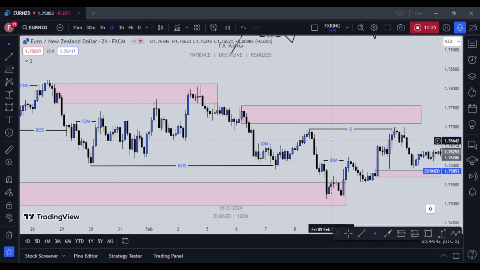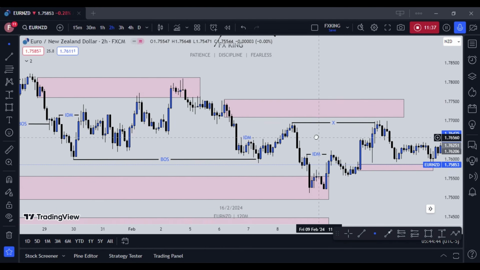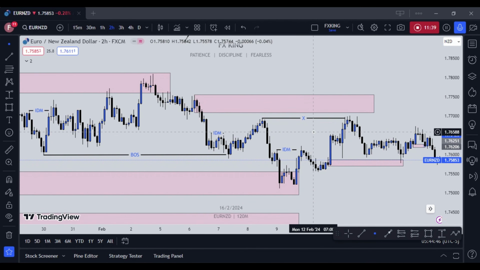So now, after this break of structure here, what do we have? We have our inducement here. When the inducement was taken out, we could start looking for our sells.